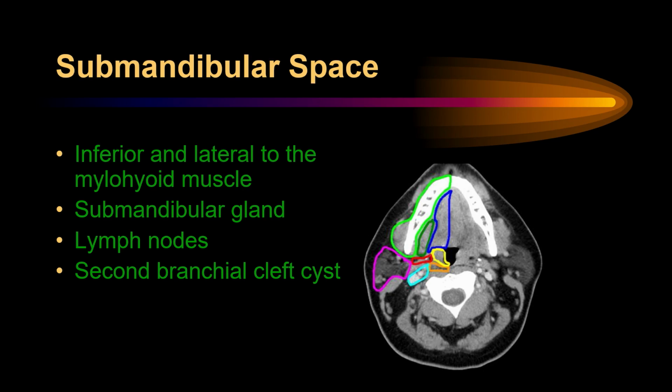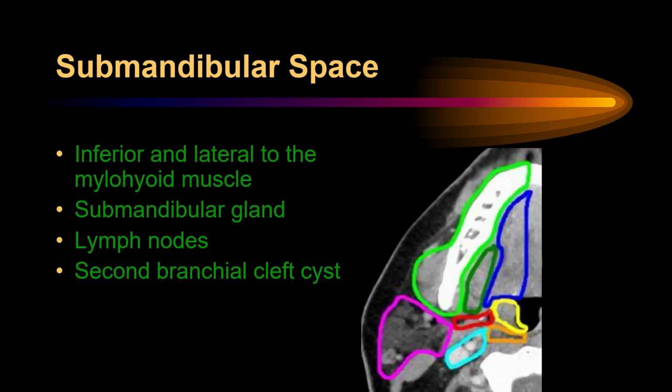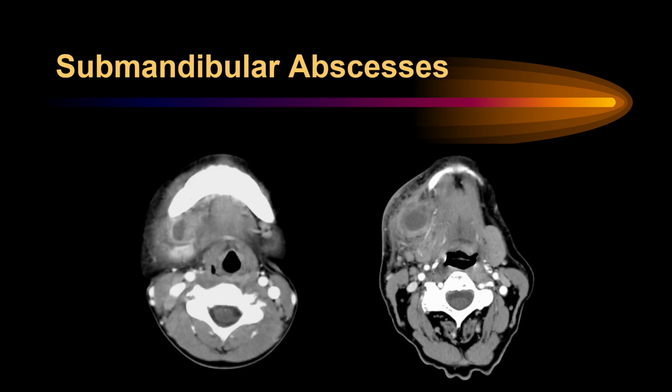It contains the bulk of the submandibular gland and associated lymph nodes. And for those of you who are in the lymph nodes, I know we're going to have a lecture later this morning. These are going to be the level 1B lymph nodes. And I'll also show you an example of an infected second branchial cleft cyst. I've outlined that space here in sort of a dark forest green. And here's an abscess in the submandibular space. Do you see how it's lateral to what we were seeing in the sublingual space?